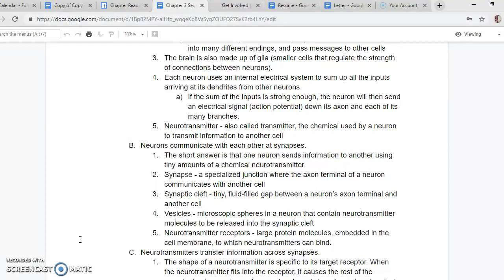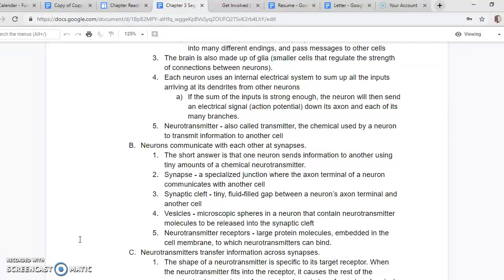Now, a neurotransmitter, which is also sometimes called a transmitter, is the chemical used by a neuron to transmit information to another cell. We will be going more into this in the next section, which is neurons communicate with each other at synapses. The short answer for how neurons send information to one another and transport different signals is that one neuron sends information to another using tiny amounts of a chemical neurotransmitter.